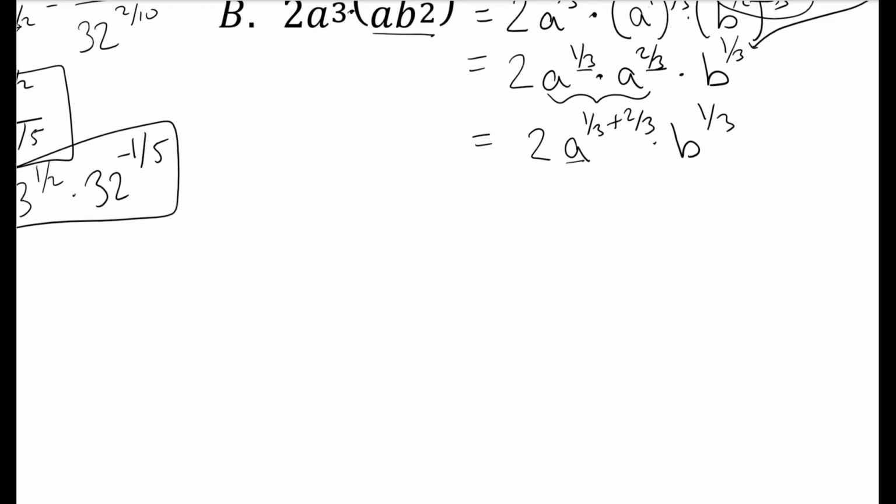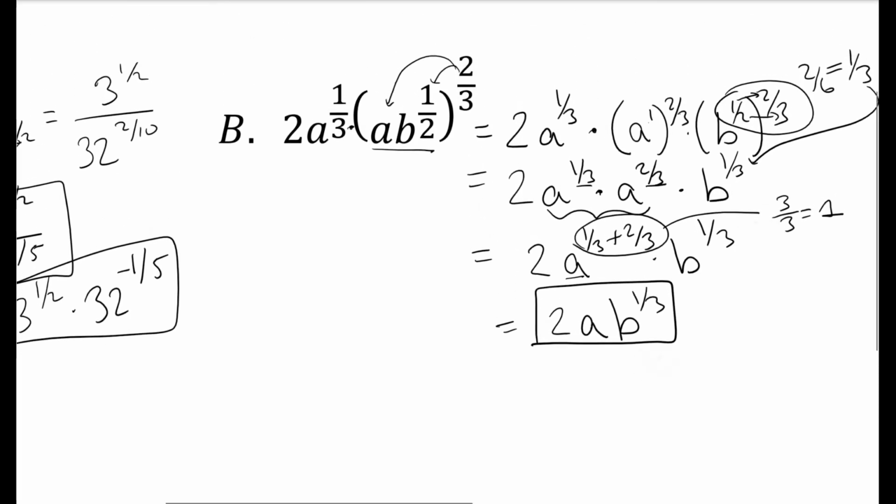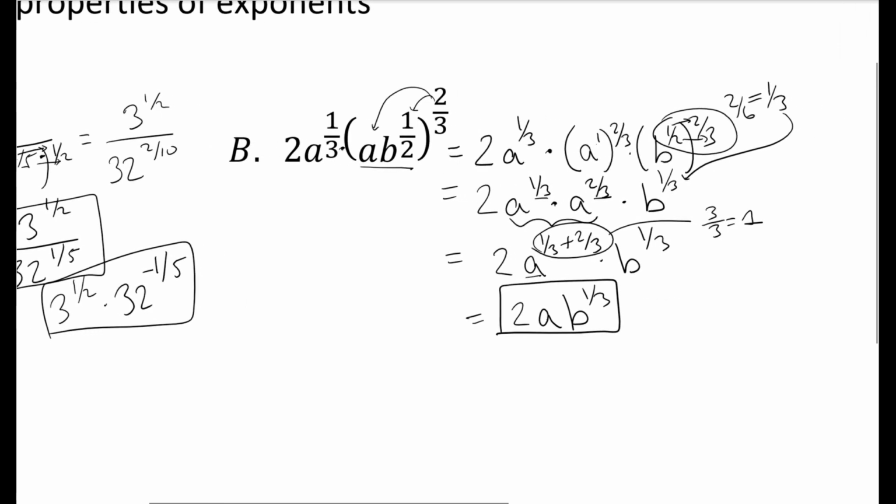So we got 1/3 plus 2/3 is 3/3. So this is going to be equal to 3/3, which is equal to 1. So we're going to just ignore the exponent for a. It's just an invisible 1. And then we have b to the 1/3 power. All right, hopefully you were able to use the exponent properties or get a handle of which properties to use.